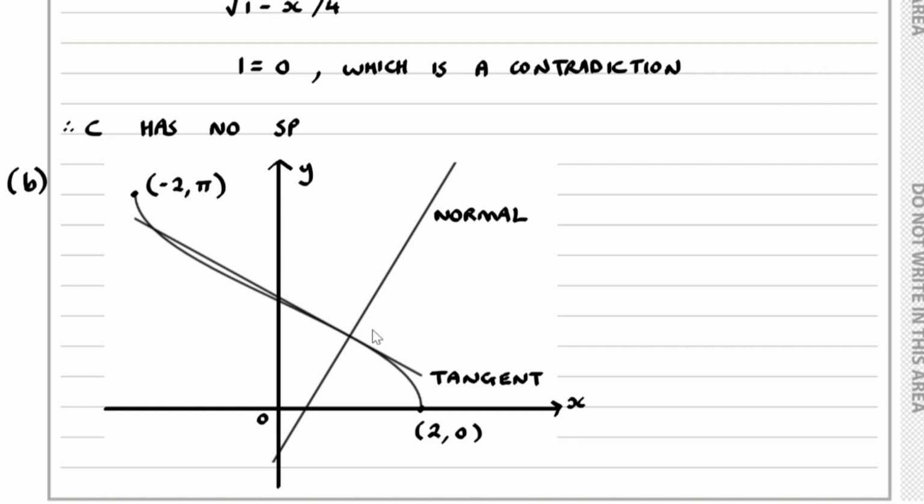What I've done over here is drawn a quick diagram of the curve C, the normal to C, and the tangent to C. And the normal crosses the x-axis at the point A, and it crosses the y-axis at the point B. And what we are required to do is find out the area of this triangle here.